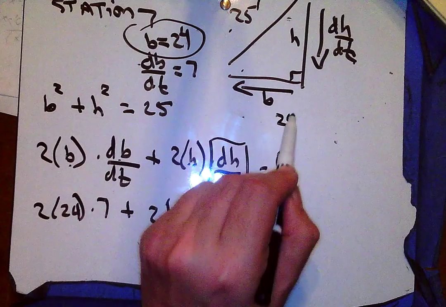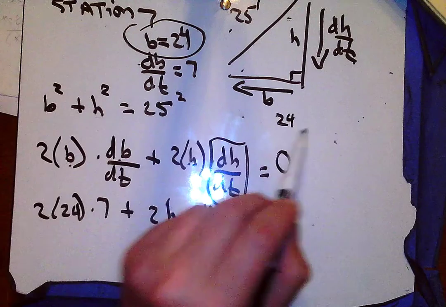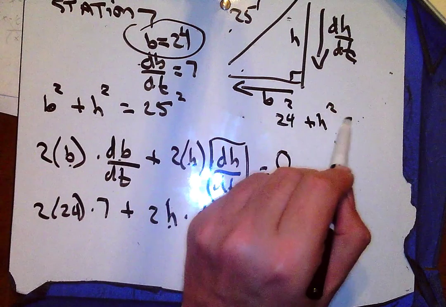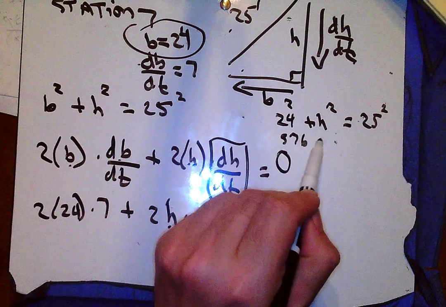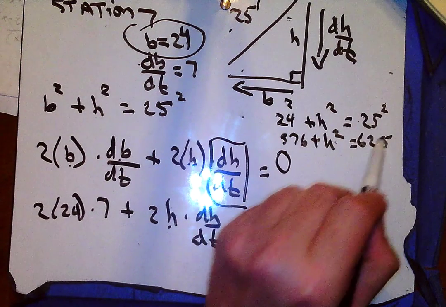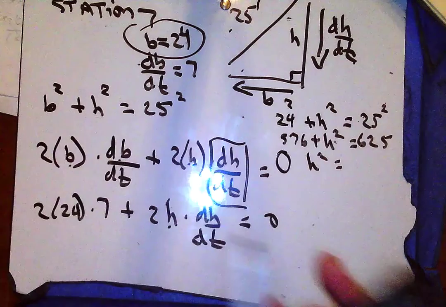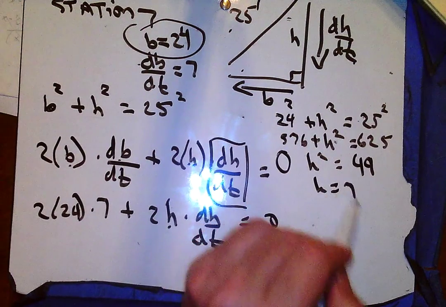So I'm going to have 24 squared, Mr. Kukla. Pythagorean theorem, they're all squared. So 24 squared plus H squared equals 25 squared. I believe that's 576 plus H squared equals 625. And so H squared equals 25 minus 24, which is 49. And so H equals 7.